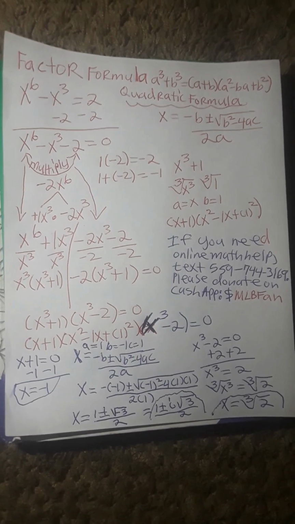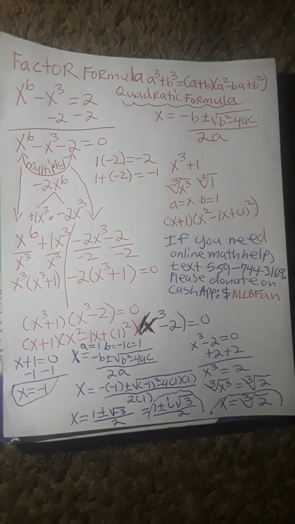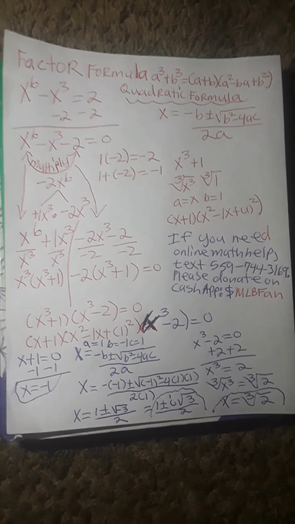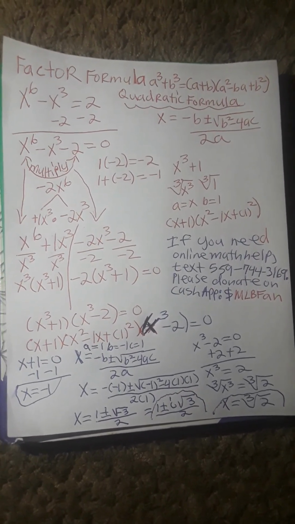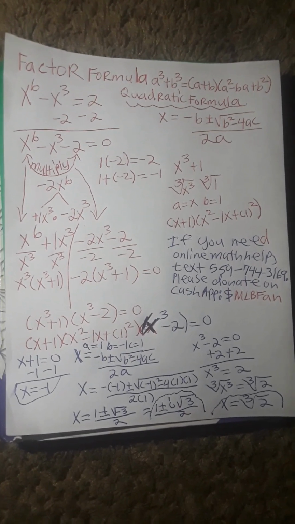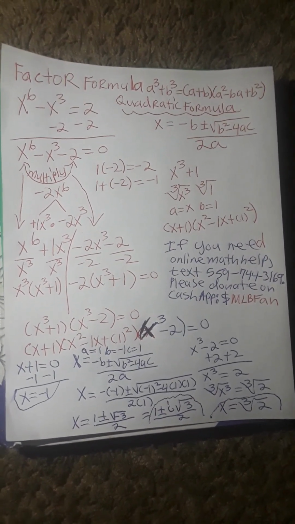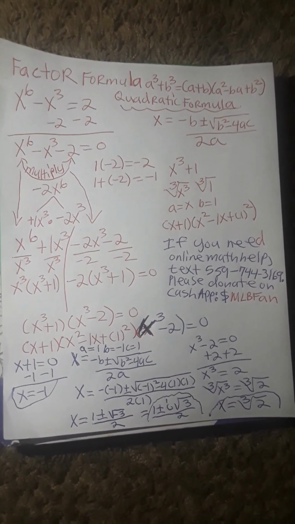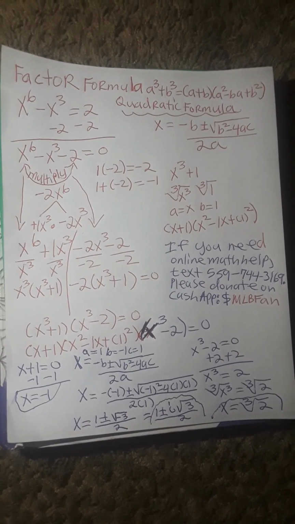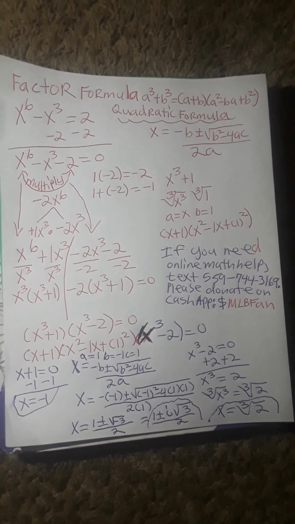And then we solve the other equation involving x to the power of 3 minus 2 and set that equal to 0. And you want to add 2 to both sides, and we will obtain x to the power of 3 equals 2. And then you want to take the cube root to both sides, and we will obtain x is equal to the third root of 2.